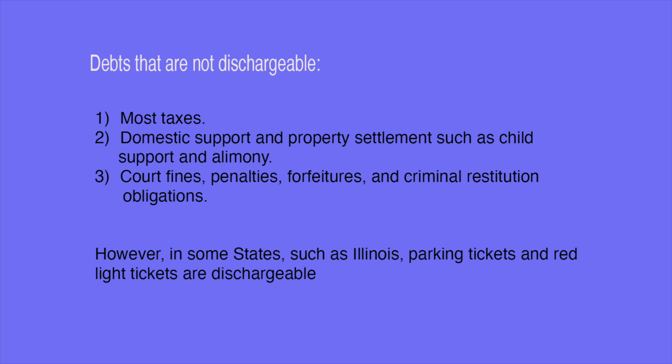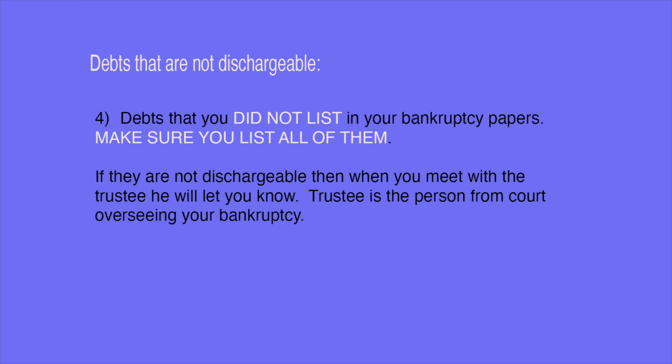Debts that are not dischargeable are: 1. Most taxes. 2. Domestic support and property settlements such as child support and alimony. 3. Court fines, penalties, forfeitures, and criminal restitution obligations. However, in some states, such as Illinois, parking tickets and red light tickets are dischargeable. 4. Debts that you do not list in your bankruptcy papers. Make sure you list all of them.